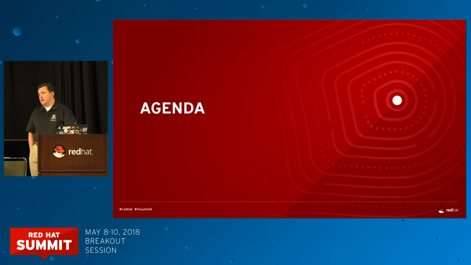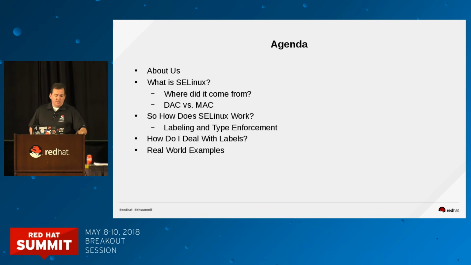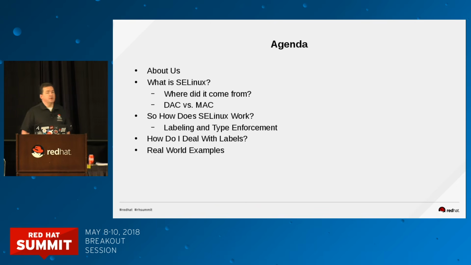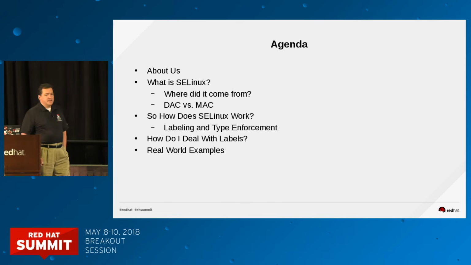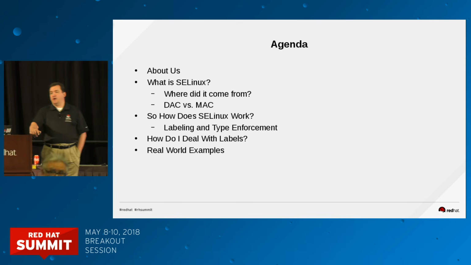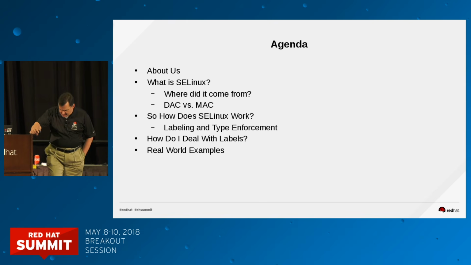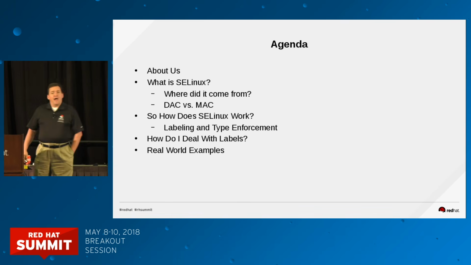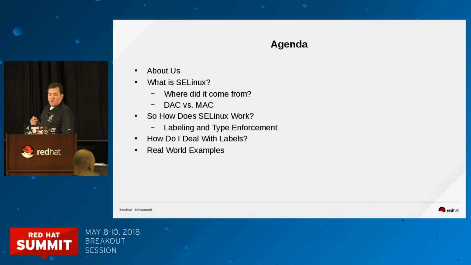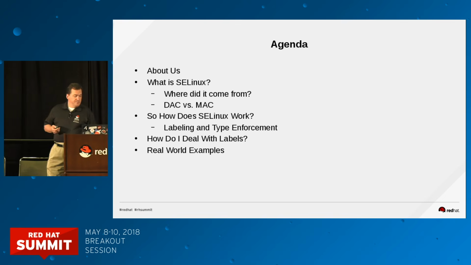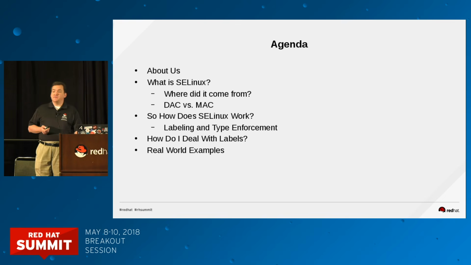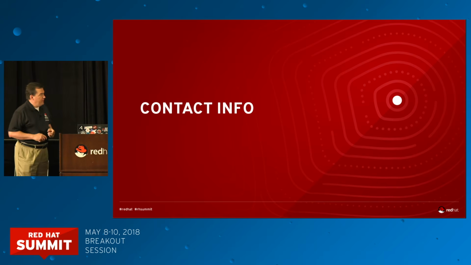So let's talk about what we're going to talk about today. I'm going to talk a little bit about Red Hat's involvement in security enhanced Linux. I'm going to talk about what SELinux is, where it came from, and some of the core concepts of security enhanced Linux, like mandatory access control versus discretionary access control. I'll talk about how SELinux works. Most importantly, we'll talk about type enforcement and labeling. I'll talk about how to deal with labels, and we'll go through some real-world examples that are based on things that I have done or customers have done where SELinux got in the way and it was difficult to try to figure out how to get through it.